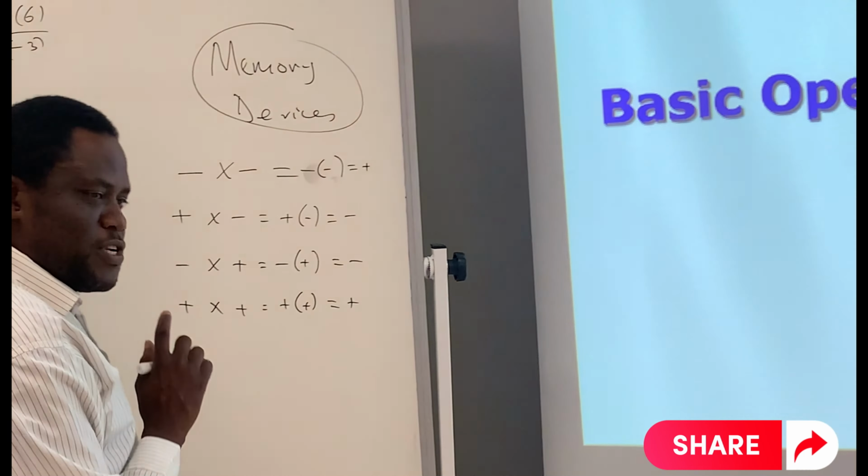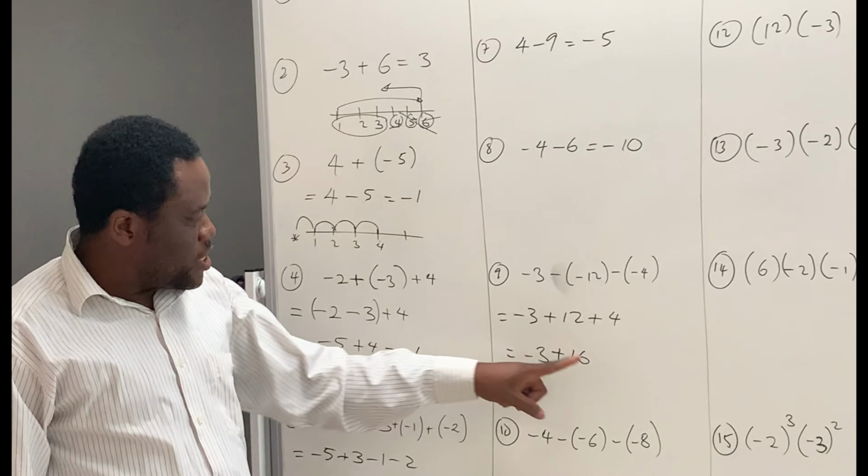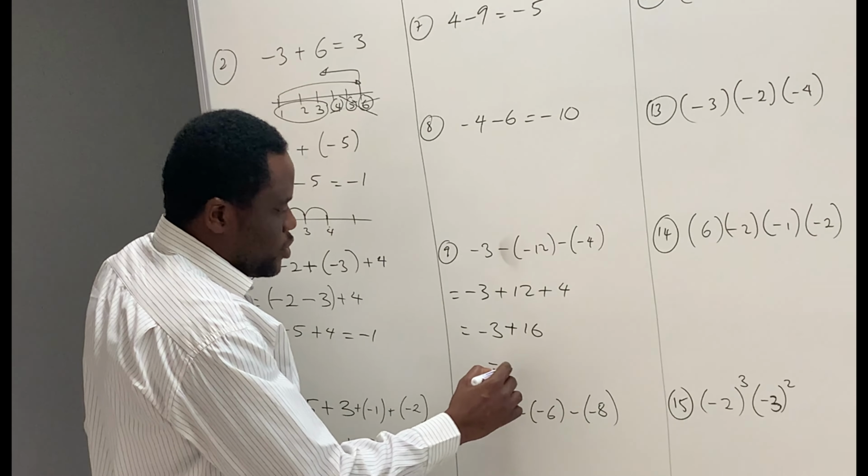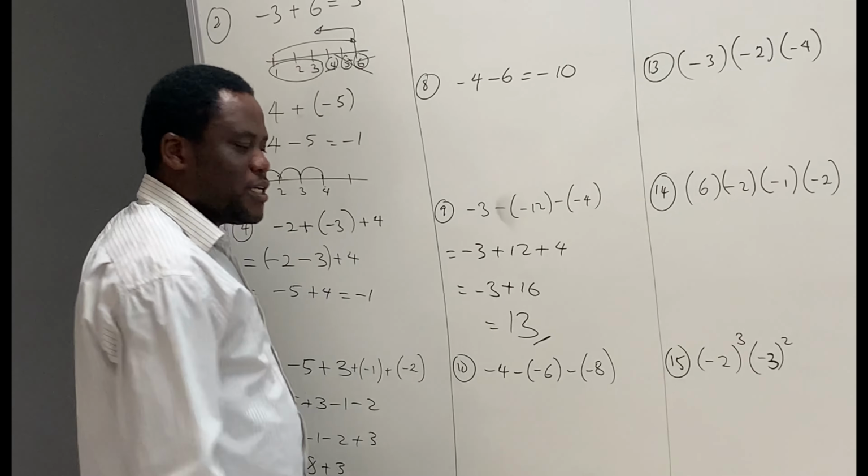Now, out of the $16, you are owing $3. So if you minus 3 from 16, you will still have money. So this one you are not owing. You will still have what? $13.